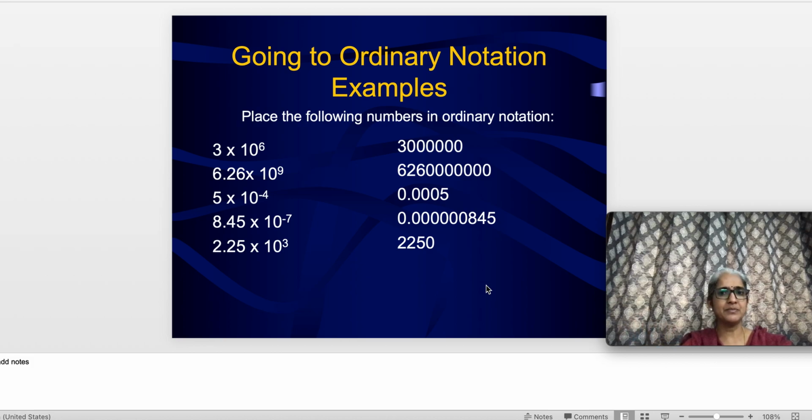Look at the next number. I have 1, 2, 3, 4, 5, 6, 7, 8, 9 digits after the decimal place. Now I want a number between 1 and 10, so I will go to 8.45. Now to reach 8, how many decimal places did I have to move to the right? 6 zeros and 8. So 7 places to the right, and therefore times 10 raised to minus 7. 2250. The number I need is between 1 and 10. So 2.25. How many place values did I move? I moved to the left. So 3 place values to the left. So times 10 to the power 3.